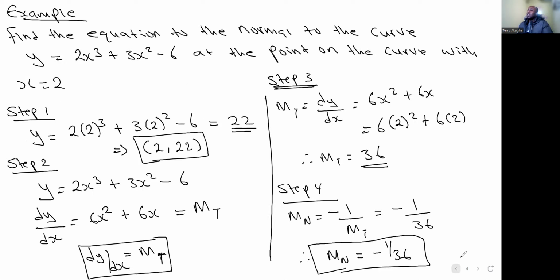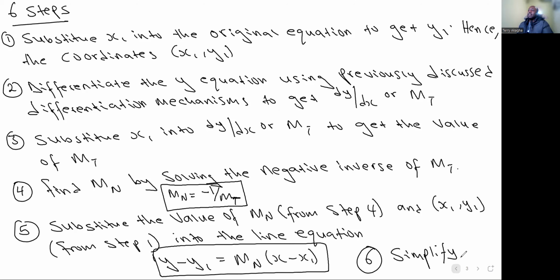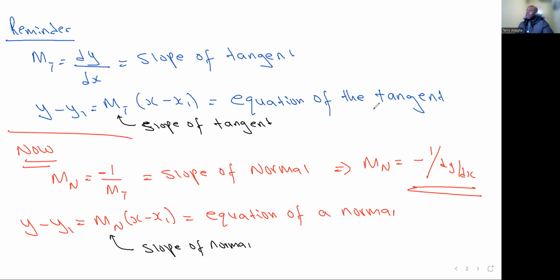So basically, what you need to take home away with is that the equation of the tangent looks exactly the same as the equation of the normal. Okay, but the only difference is that in equation of the tangent, you're going to have mt.